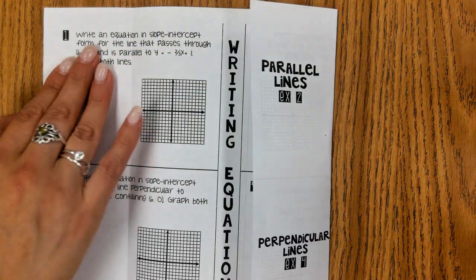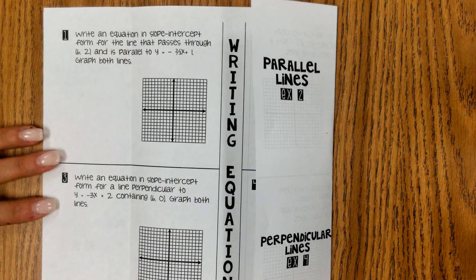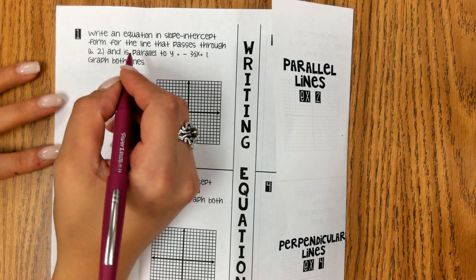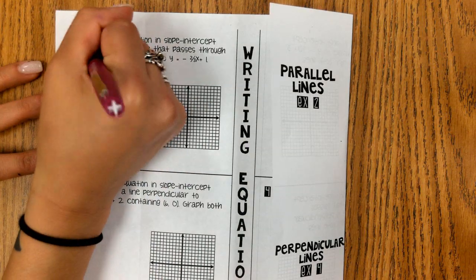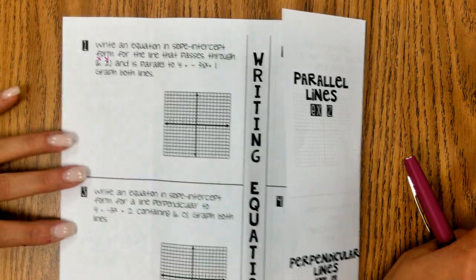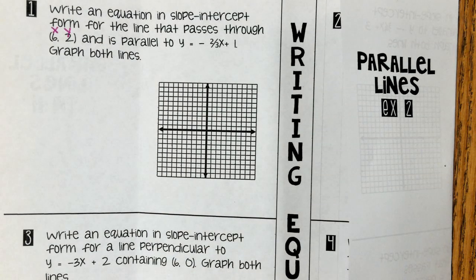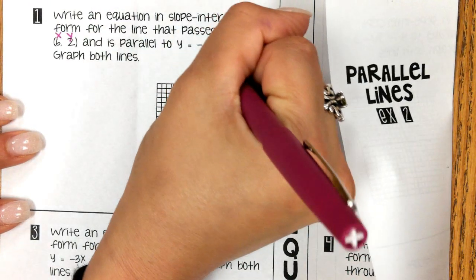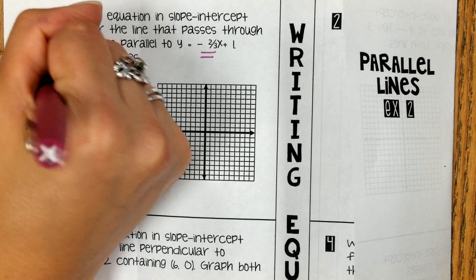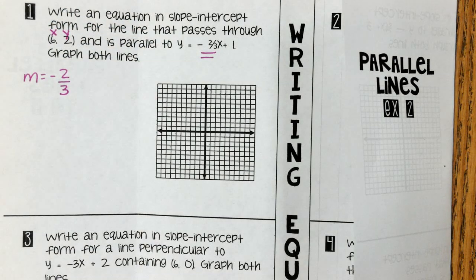So I'm going to start with this example right here, which is example 1. Same steps as all the other ones that we've been doing. So this one says, write an equation in slope-intercept form for the line that passes through 6, 2. I'm going to label that XY. Some of you are not labeling, and then you're wondering where I'm getting my numbers from. This is my X, this is my Y. It needs to be parallel to this slope right here. So what does that tell me the slope of this line is going to be? Negative 2/3.